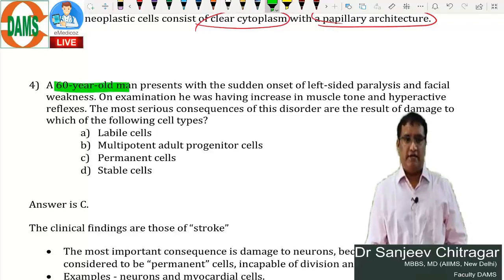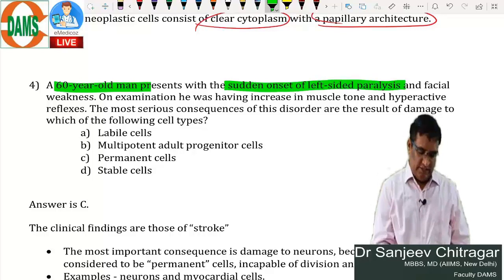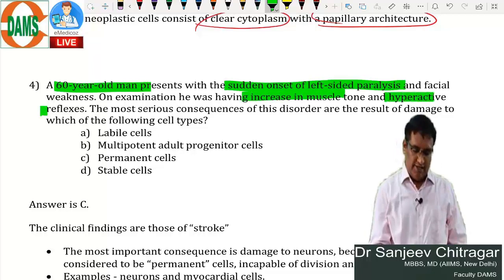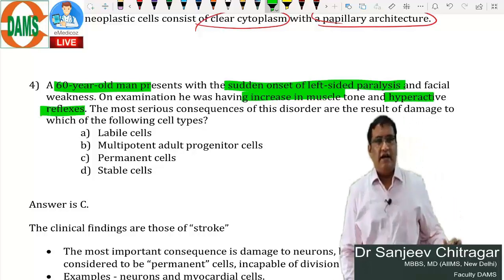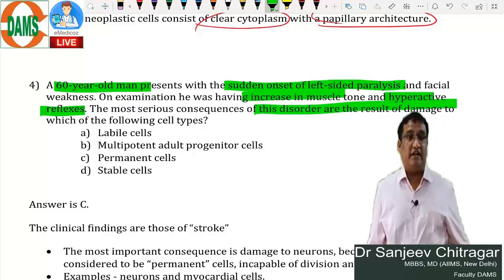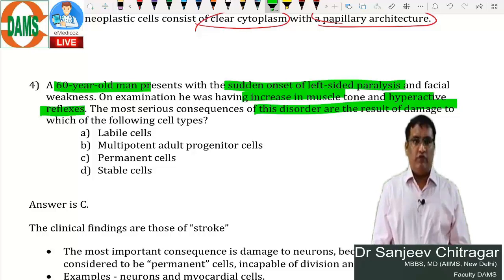A 60-year-old man presents with sudden onset of left-sided paralysis and facial weakness. On examination, he was having increased muscle tone and hyperactive reflexes. So basically he is having hyperactive reflexes and a left-sided paralysis. The most consequence of this disorder are as a result of damage to which of the following cell types? Labile cell, multipotent progenitor cell or permanent cell.